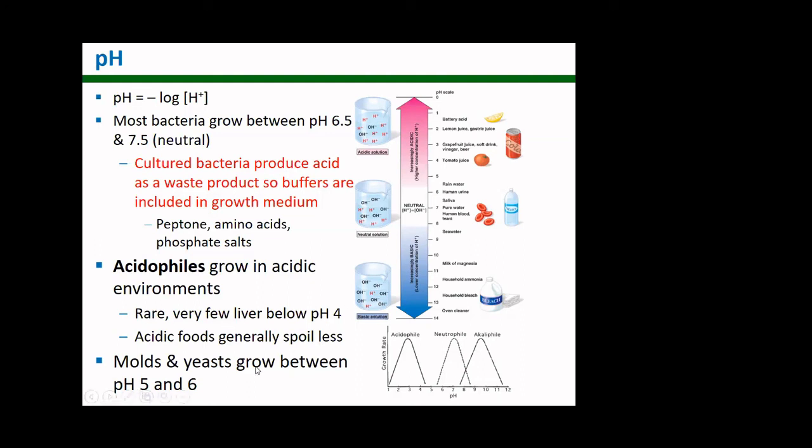However, molds and yeasts grow well between 5 and 6. So this is a little bit lower than bacteria, but not a lot lower than bacteria. So when we grow mold and yeast in the lab, we use a media that's a little bit lower pH because the bacteria don't usually grow on that media, but the mold and yeast and fungi will.